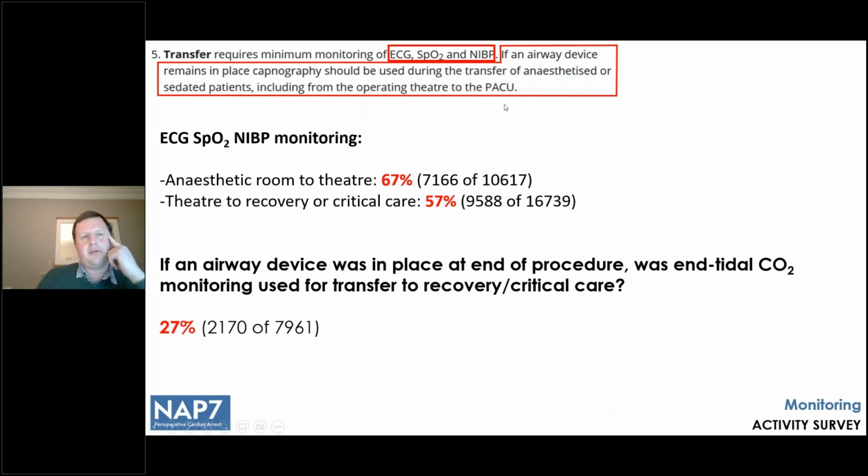We're also asked about transfers of patients, because we thought that the period of transfer, from a perioperative cardiac arrest point of view, from the anaesthetic room into theatre, and then theatre into either the recovery area, PACU, or critical care, may be risky parts of an anaesthetic. And when you look at ECG, sats and non-invasive blood pressure monitoring, only 2/3 of anaesthetics where there's a transfer from an anaesthetic room to theatre are monitoring continuously during that period.